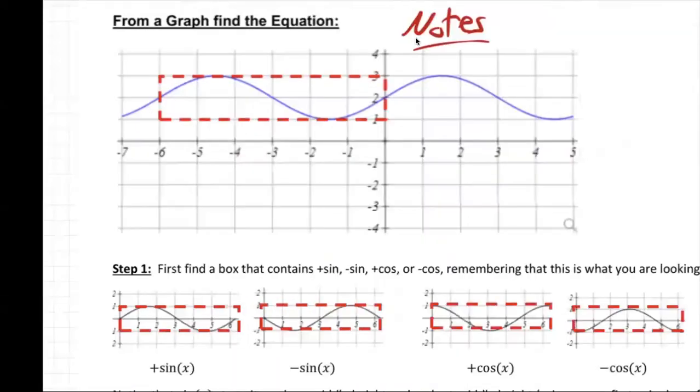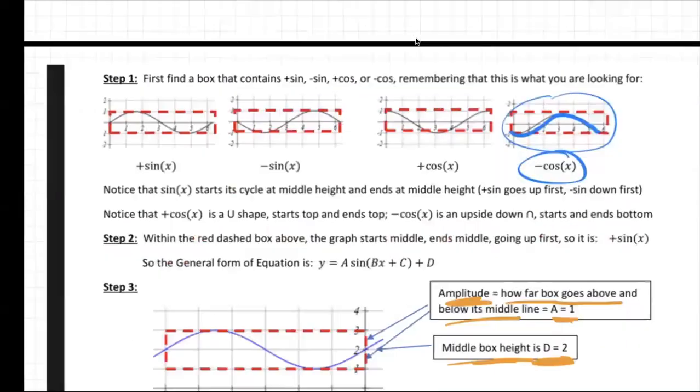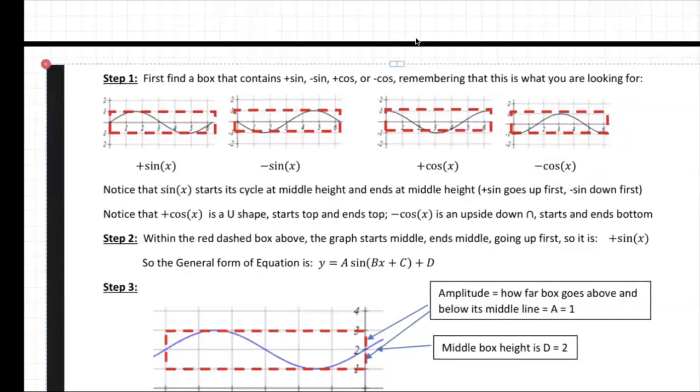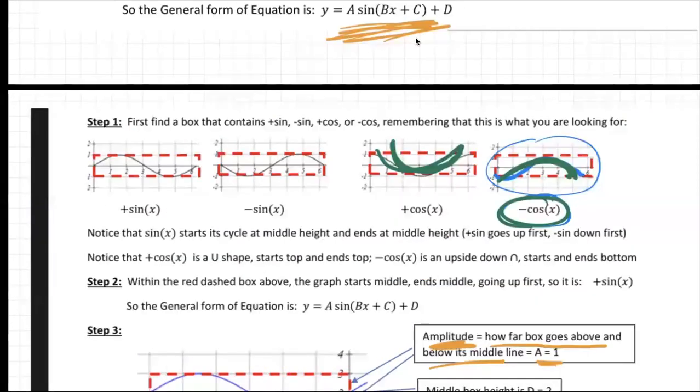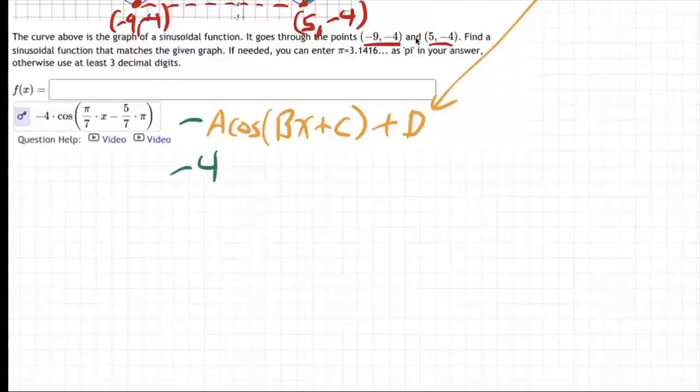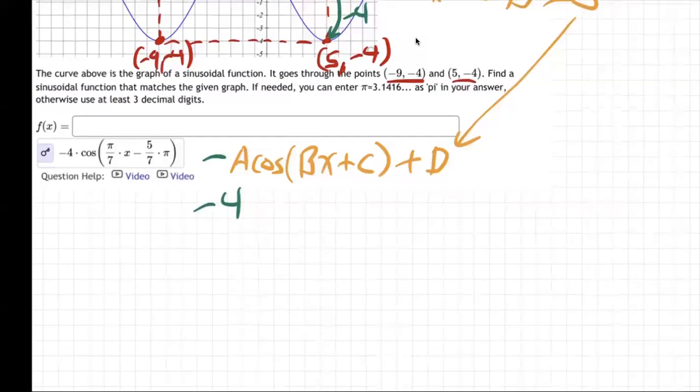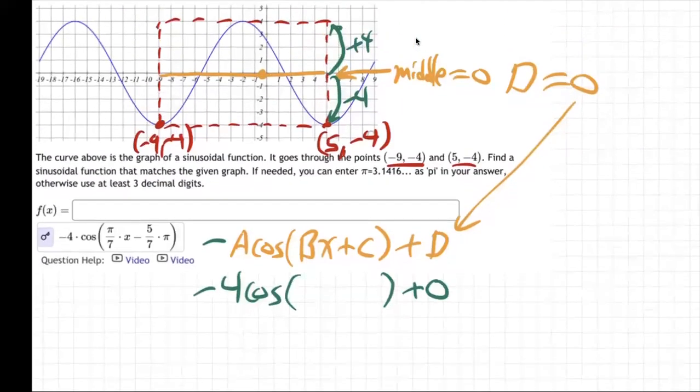Remember when we originally went back to the picture, we looked right here and said we're negative cosine because the U is upside down. The positive cosine has the U like a normal U going up. Our U is upside down, right? Okay, so let's go back. So we have a negative cosine right now. So far we have -4 cosine, and this is +0 out here. And so now we just need B and C, and we're in business.